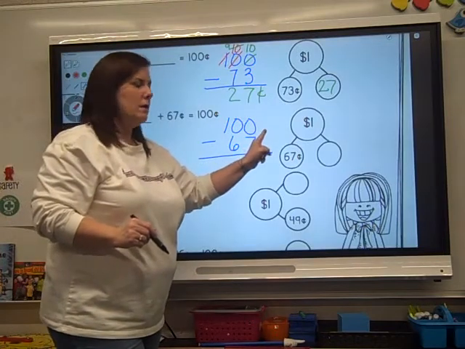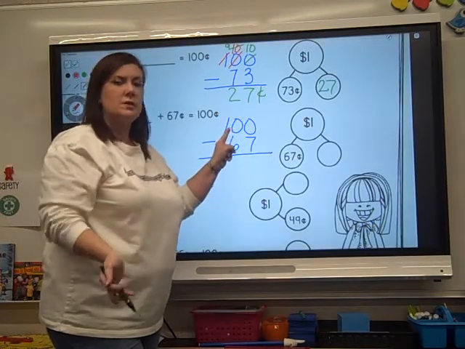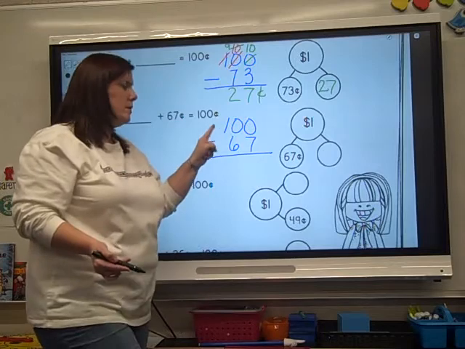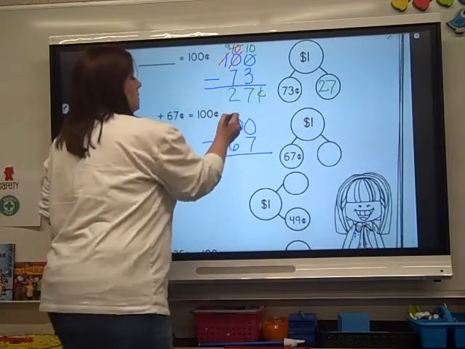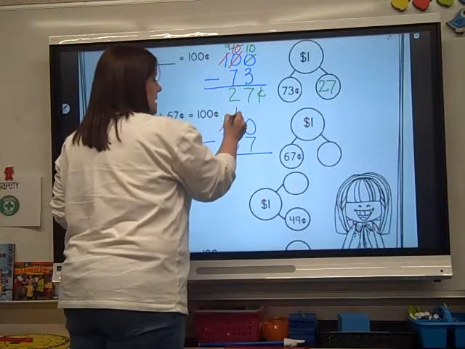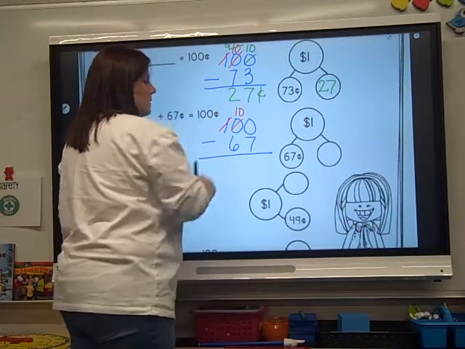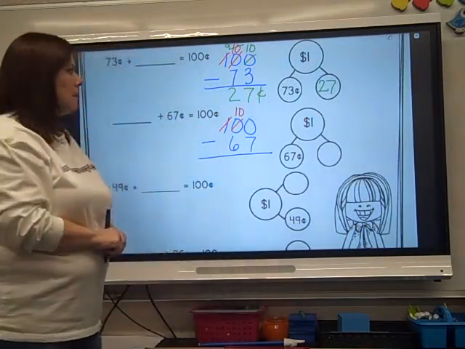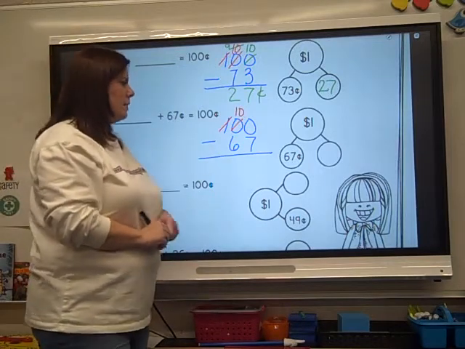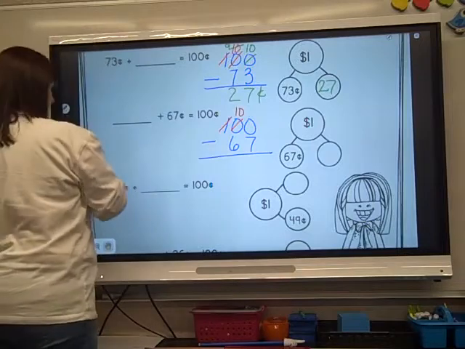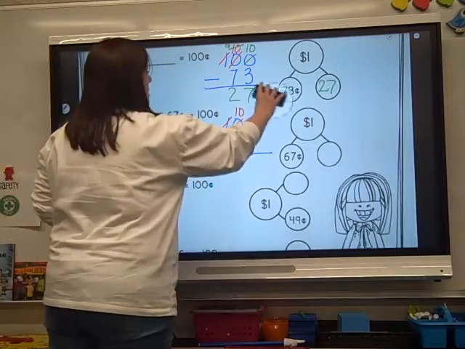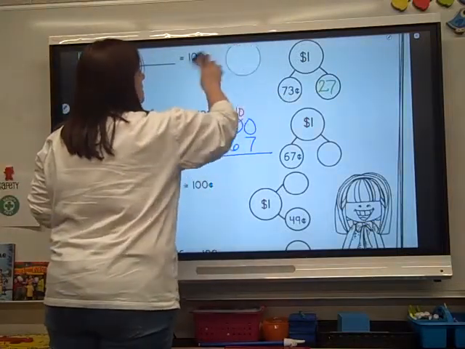I can't subtract there. Go next door, there's nothing there. So let's go to that 100 and let's trade it for 10 tens. Pull it out. Trade it for 10 tens. Now, let's go over here. Now I can borrow from that 10, right? I'm going to erase this up here, guys. I just don't want it to look confusing to you, alright?